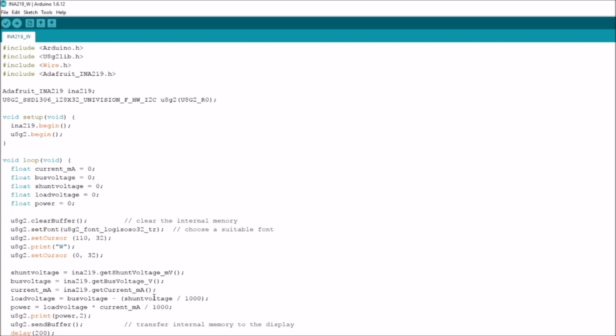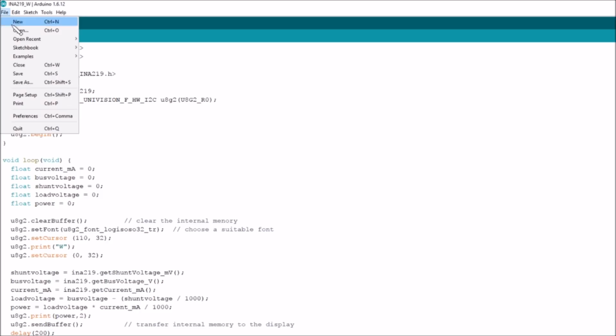Because you'd think that if you're measuring current, you've got a supply voltage, which I assume is what this bus voltage is. You subtract a small amount of voltage that's lost across the current sense resistor, the shunt, and that gives you the voltage across the load, and that the load voltage would be smaller than the bus voltage. That's why I've subtracted the shunt voltage, but that's not what Adafruit do themselves.